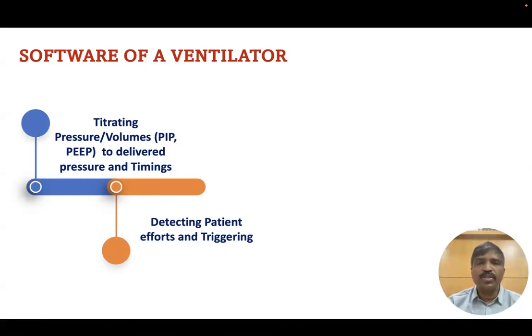The software mainly uses the flow sensor. It picks up the patient's efforts and helps in triggering the inspiration. It helps the machine know when the inspiratory breath, or when the PIP, has to be delivered to the patient.